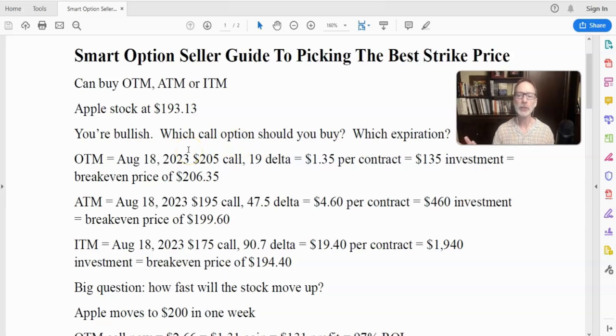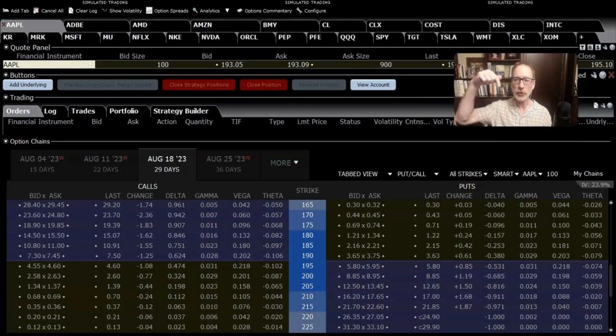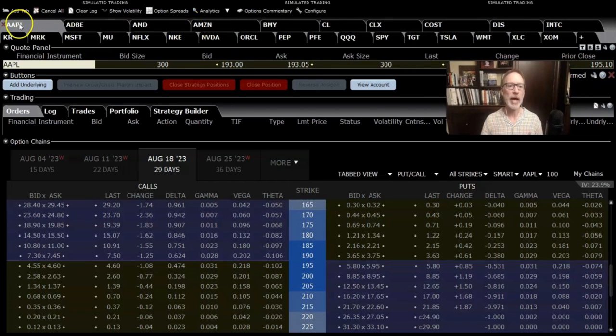So how are we going to choose these option contracts? I'm going to bring up our option chain here at Interactive Brokers. Now, if anyone's looking for a broker, also in the description below, I have a link to Interactive Brokers if you want to see what they're all about. I use Interactive Brokers, and this is the option chain feature that I look at. So we have Apple options pulled up here, and we're going to focus on the August 18, 2023 options that expire in 29 days from now.